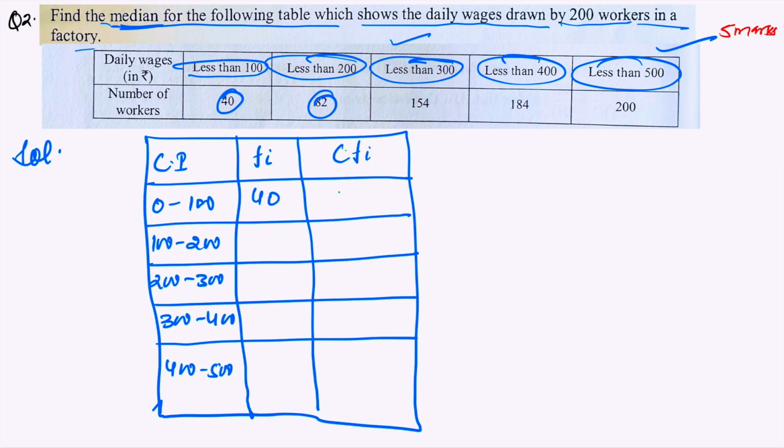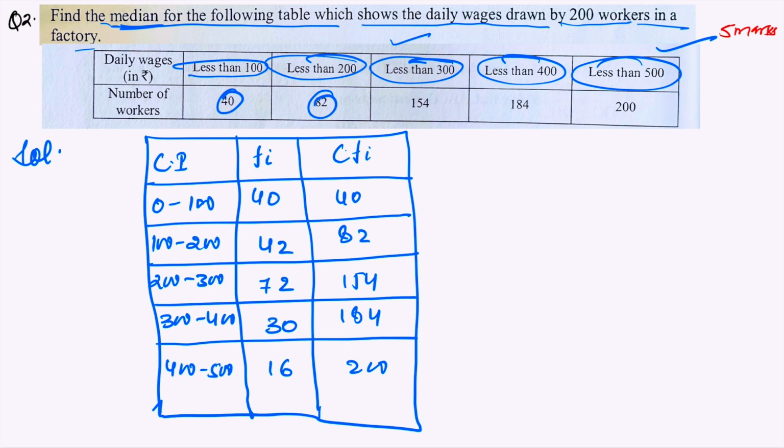So from here we can write cumulative frequency of 40, 82, 154, 184 and 200. So for 0 to 100 it is 40, and below 200 it is 82. So 82 minus 40, that is 42. Now 154 minus 82, that will be 72, and 184 minus 154, that is 30, and from here we will get 16. Okay, so now what we have to find is median class.